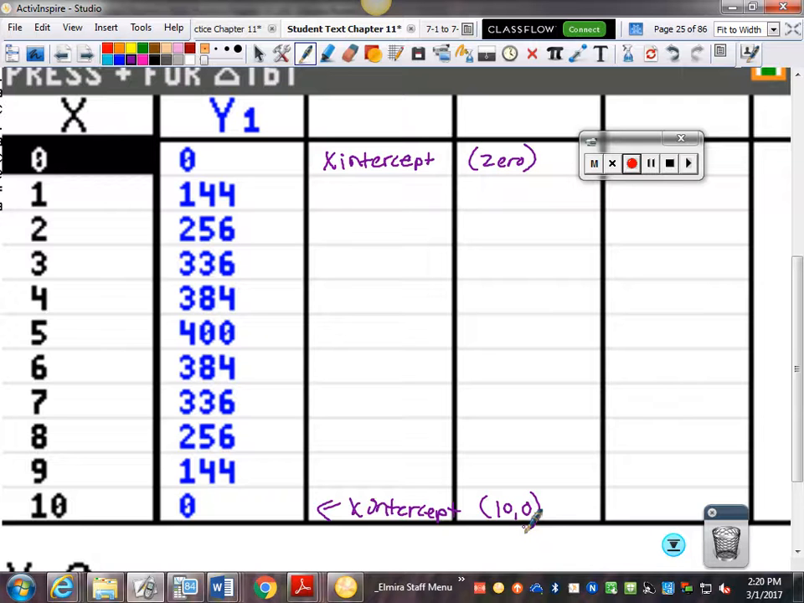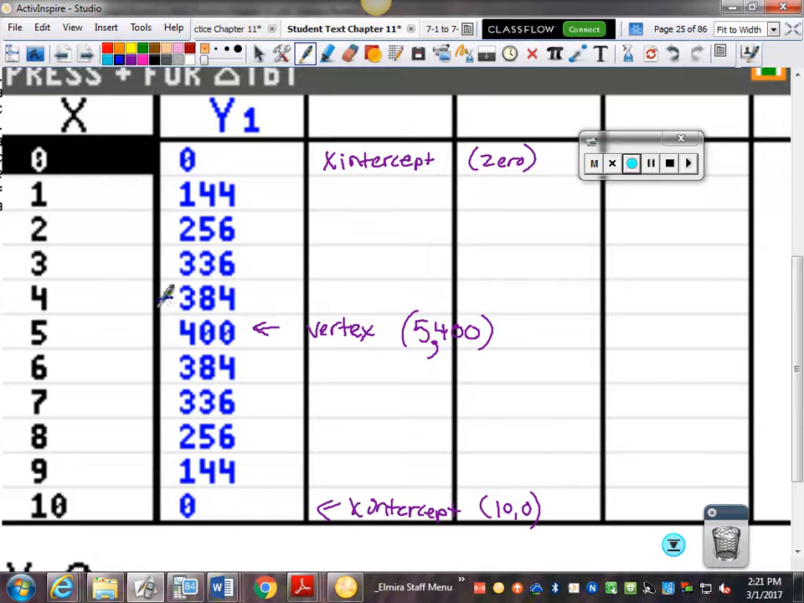I can also, in this table, see the vertex. I can see the number where I'm going up, going up, going up, going up to 400, and then I start going back down again. So my vertex is at 5, 400. Now, there's a specific reason why this works in this case, but it won't happen in every quadratic. Don't just assume that the highest or lowest y value in your table is going to be the vertex, because it won't be unless it does this.